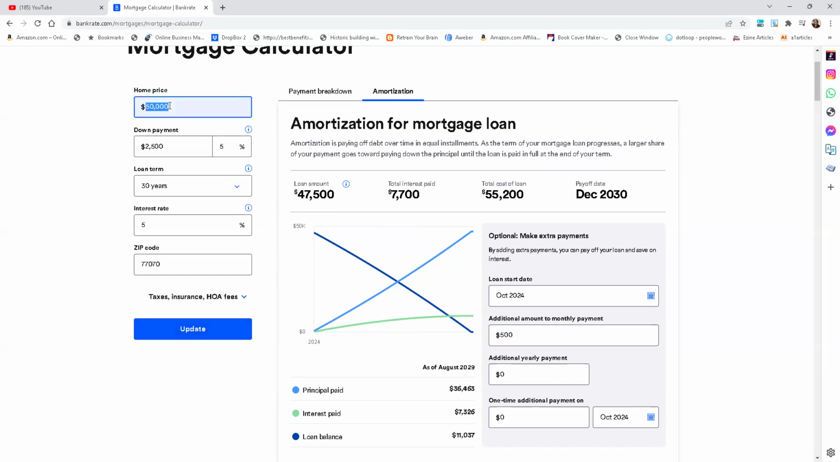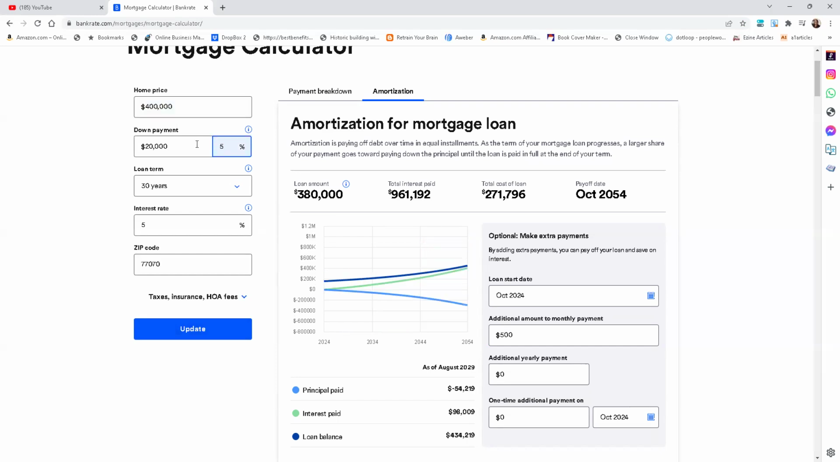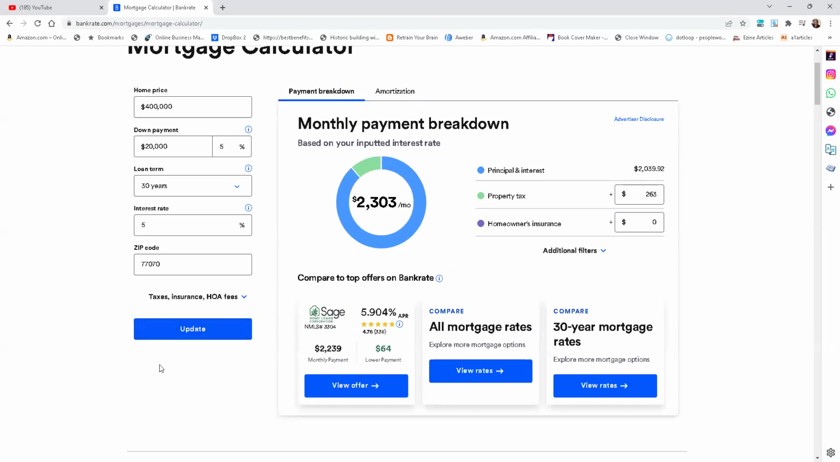So now let's do it on a larger scale. In the example I gave on TikTok, I did $400,000, right? I said we were putting down 5%, amortized over 30 years, and of course, a 5% interest rate. Let's calculate that. Let me make sure I got those numbers right. Let me go back here. Yes, that looks like what I had before.